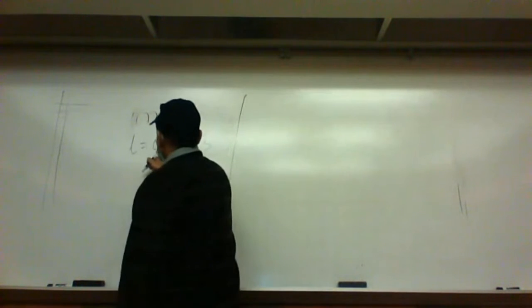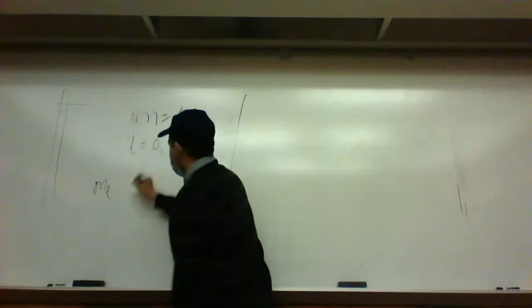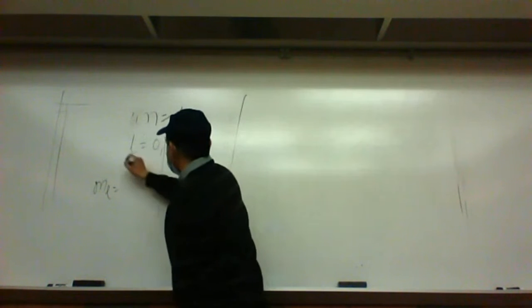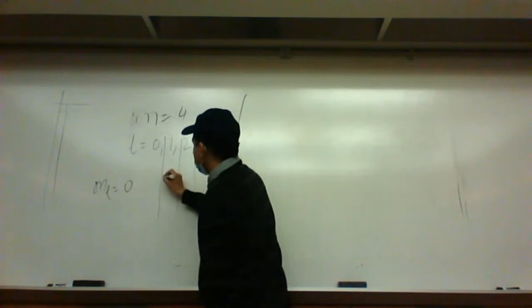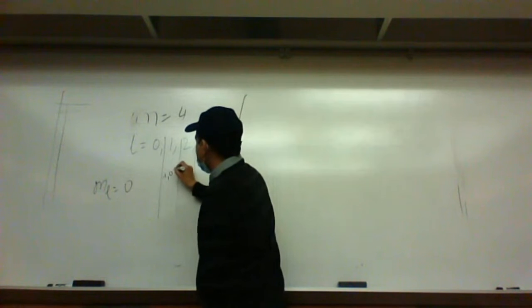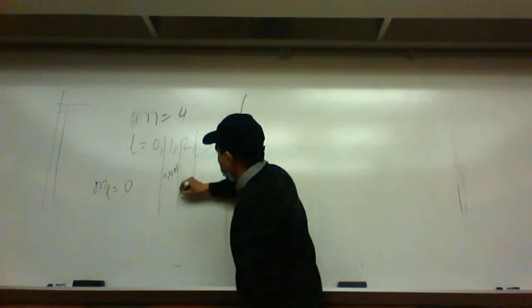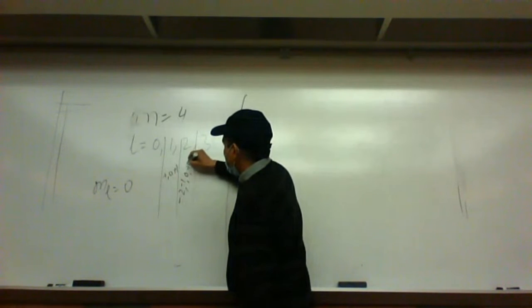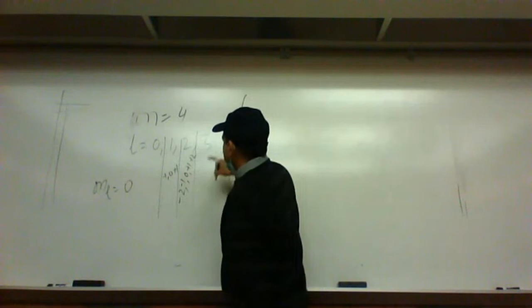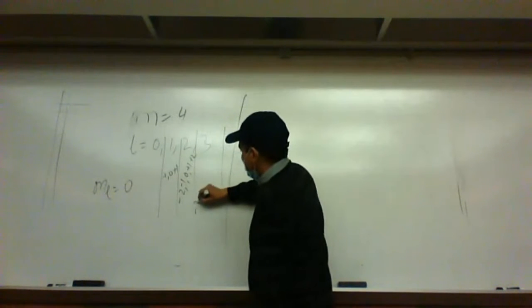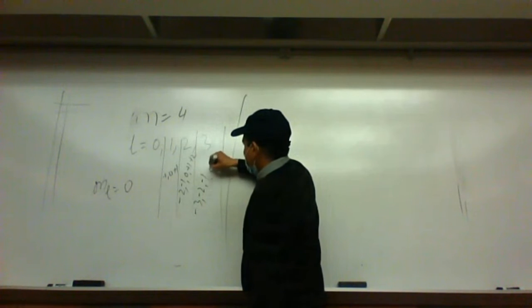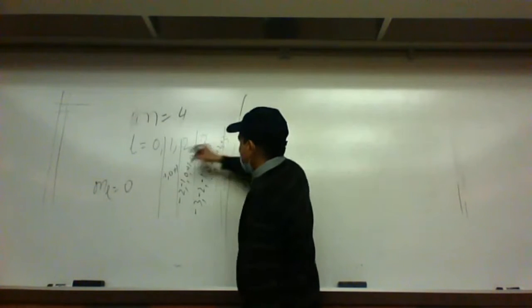Now, for ML, let's write it like this. Coming from 0 is 0. Coming from 1 is minus 1, 0 and plus 1. Coming from 2 is minus 2, minus 1, 0, plus 1 and plus 2. And coming from 3 is minus 3, minus 2, minus 1, 0, plus 1, plus 2, and plus 3.